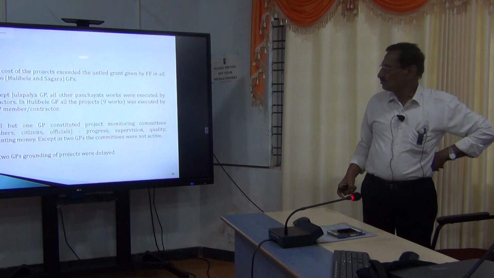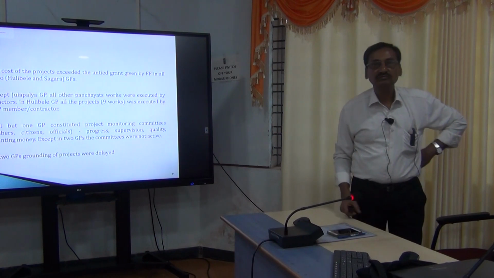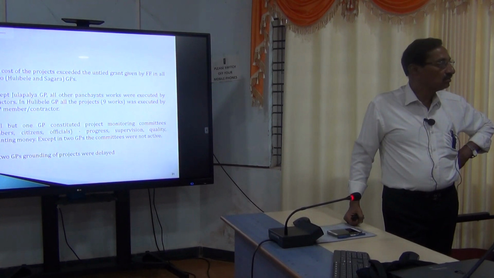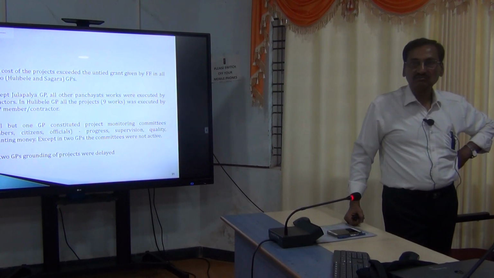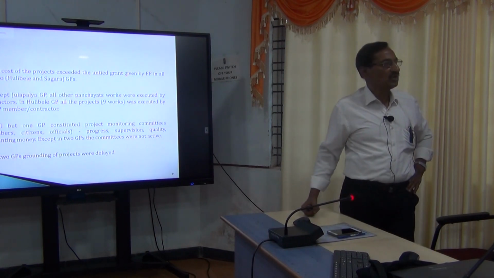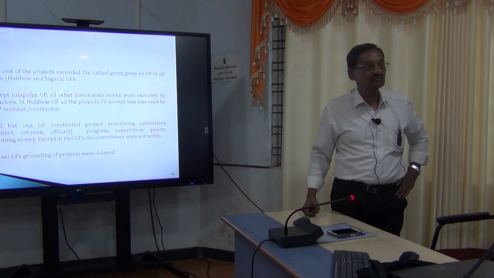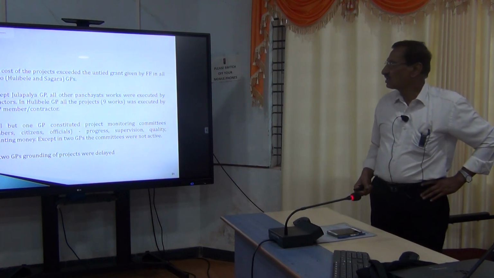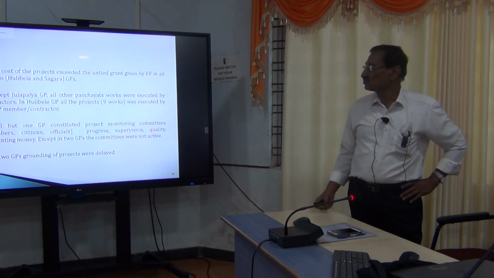Except 1 Gram Panchayat, all other Panchayat works were executed by contractors. In the training program, they were told not to entrust the works to the contractors. Gram Panchayat itself should implement the programs or schemes or projects. But except 1 Gram Panchayat, in all 7 Gram Panchayats, works were executed by contractors.